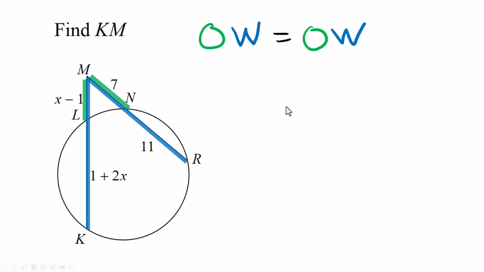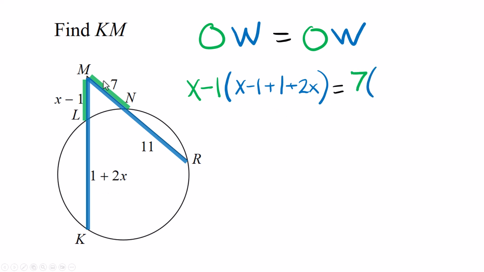It's on the inside. Okay, so to start, we've got the x minus 1, and we have to multiply that times the x minus 1 plus the 1 plus 2x. And that's going to equal the 7 times the 7 plus 11. I know you can do that in your head. I'm just being real clear because I'm teaching. All right, let's simplify and solve this thing. Negative 1 plus 1, yay, they cancel.